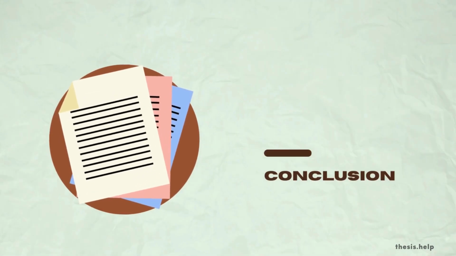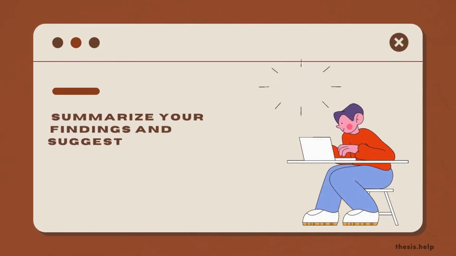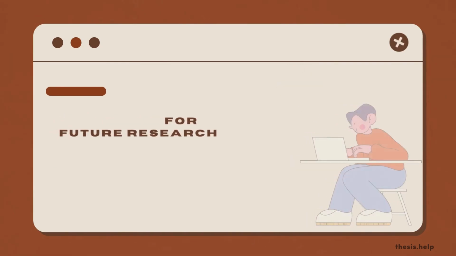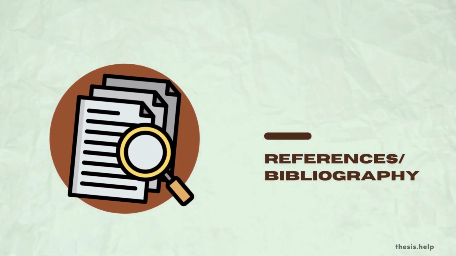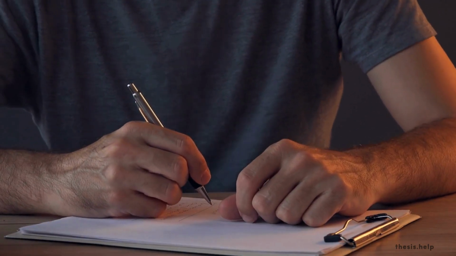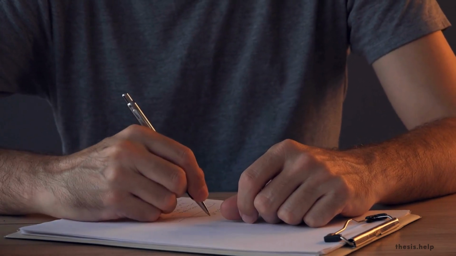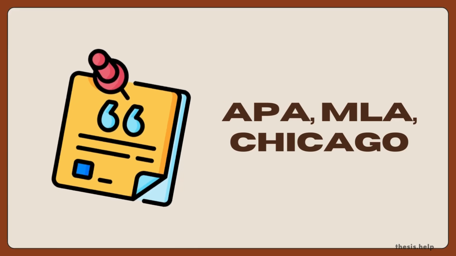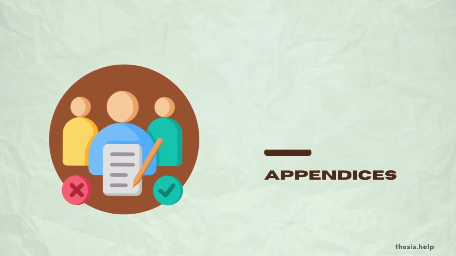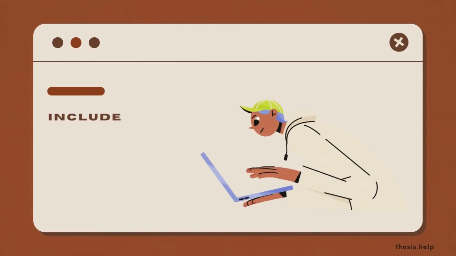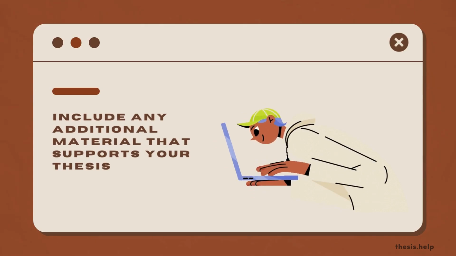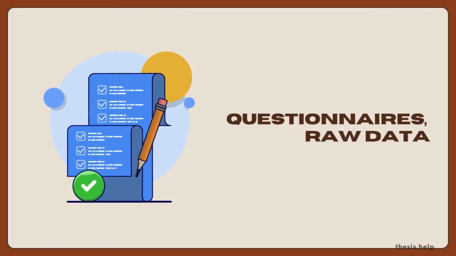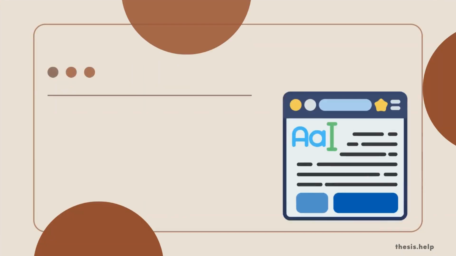Number 9. Conclusion. Summarize your findings and suggest implications, limitations, and areas for future research. Number 10. References and bibliography. List all the sources you cited in your thesis. Follow the citation style specified by your university, e.g., MLA, APA, Chicago. Number 11. Appendices. Include any additional material that supports your thesis but is not necessary for the main text, e.g., questionnaires, raw data.